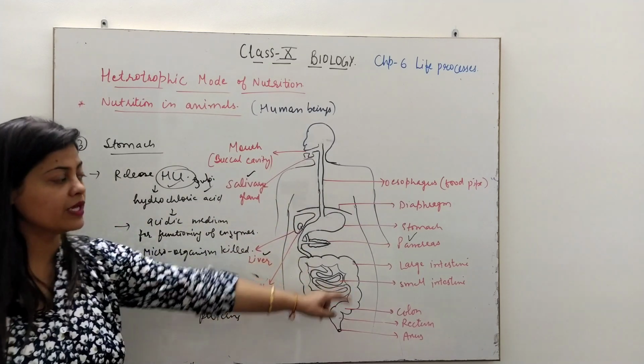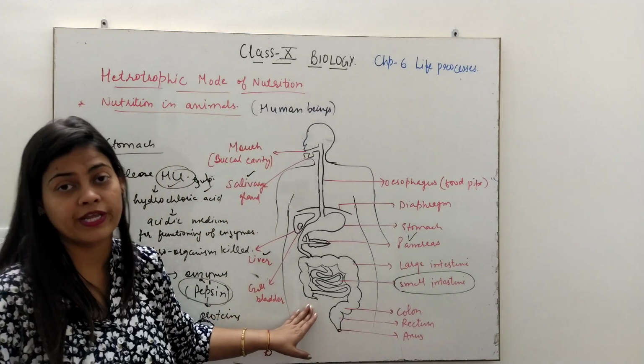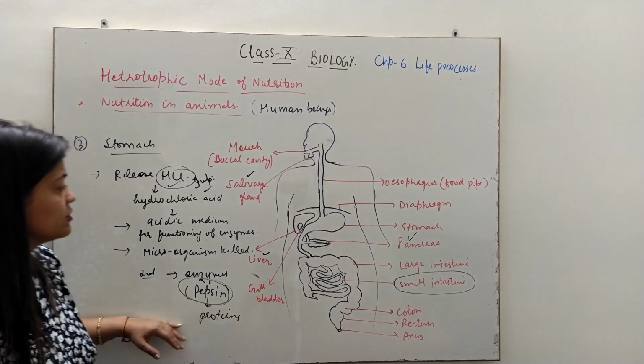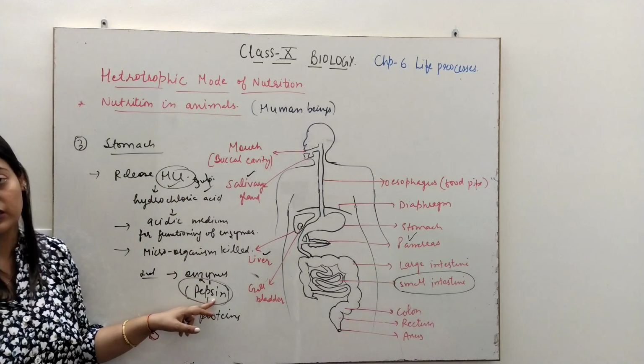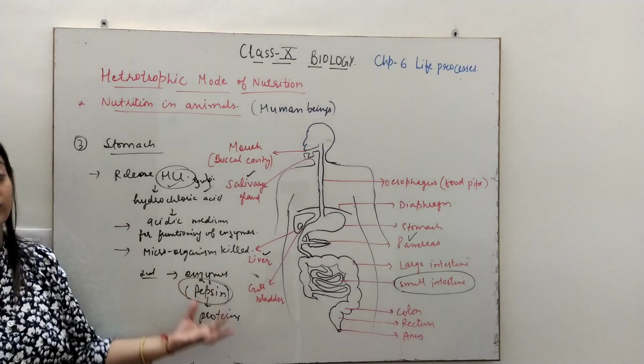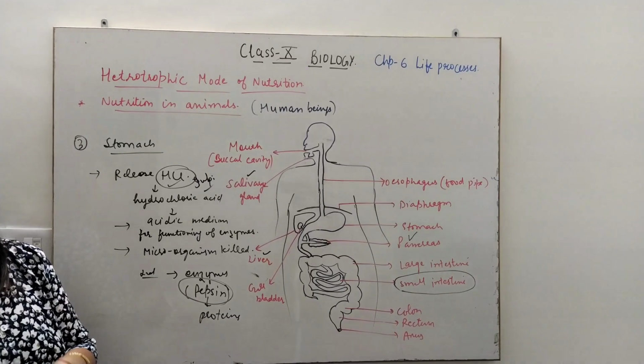Complete digestion कहाँ पे होगी? Small intestine में. ये बहुत important point है, that complete digestion of the food takes place in small intestine. So is it clear? The function of stomach is to release HCl, and second is to release pepsin to start the digestion of proteins. Now let's see the function of next part.